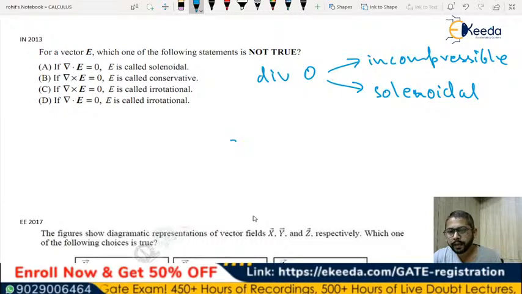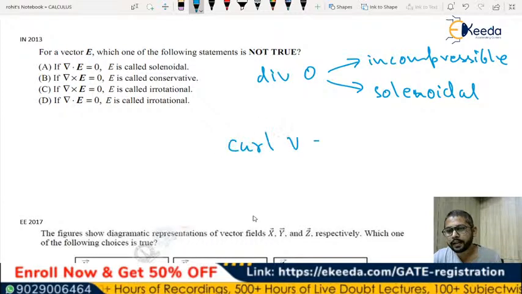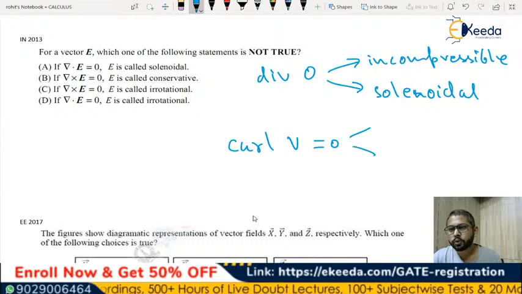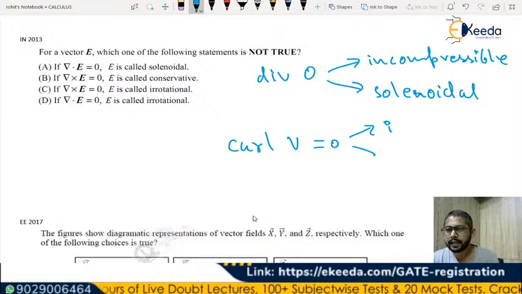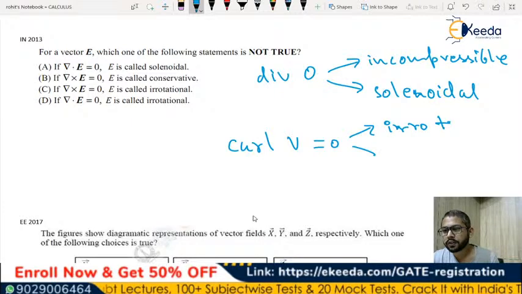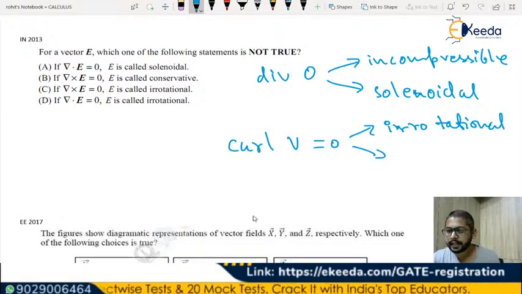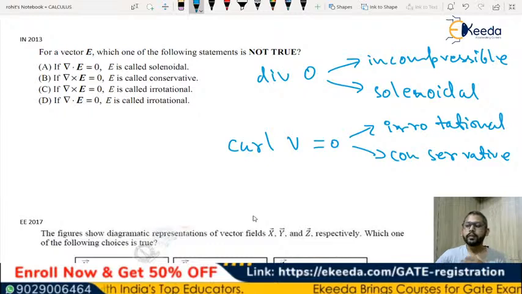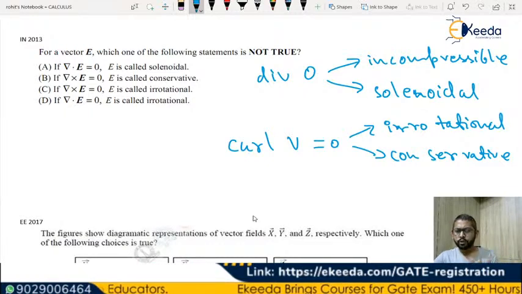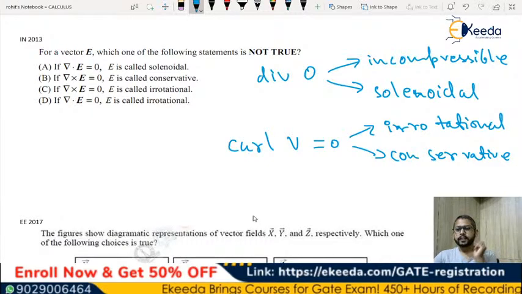Secondly, if the curl of a field is 0, you can say two things. One thing is it is irrotational, and second you can say it is conservative. How is it conservative? If you can come up with some of the theorems, maybe Stokes theorem will help you to find this. Two things.